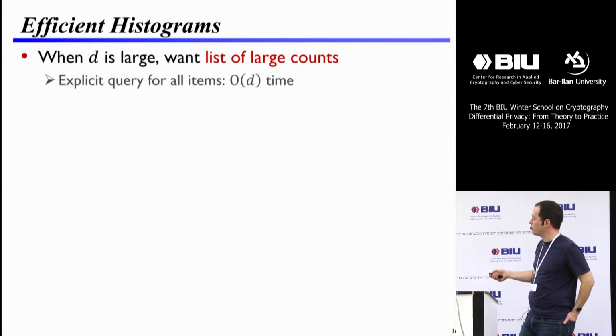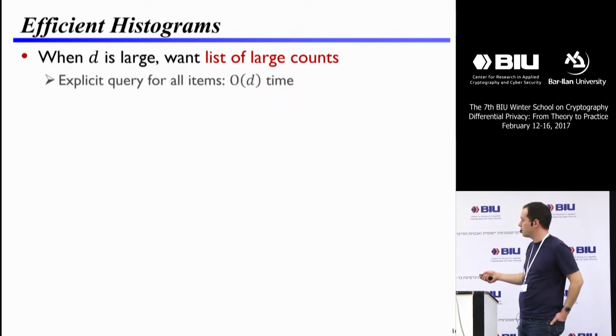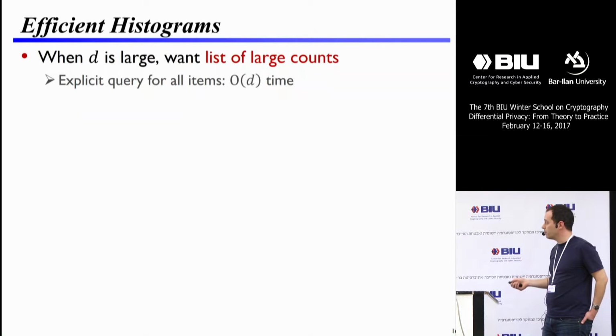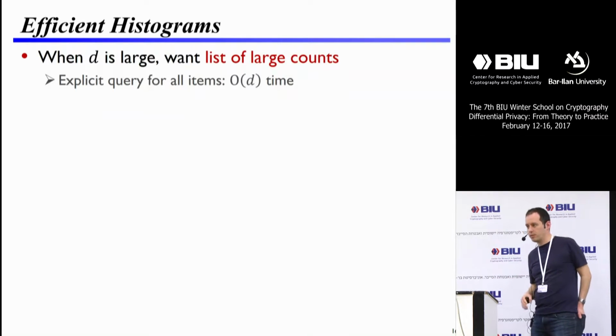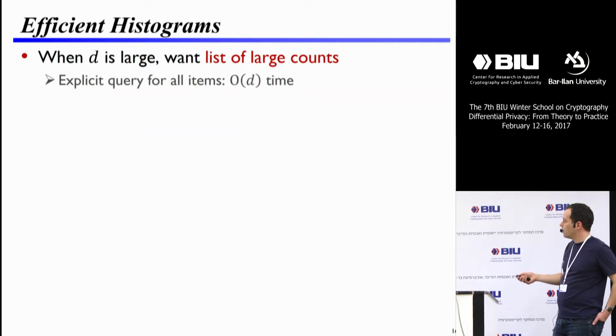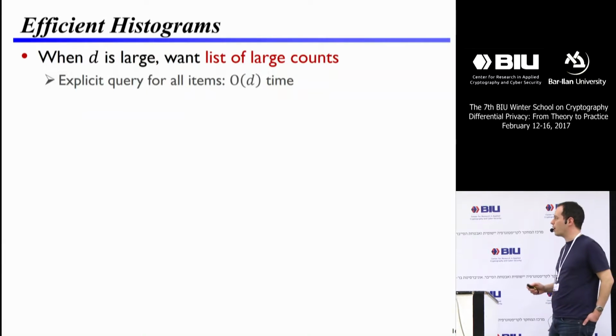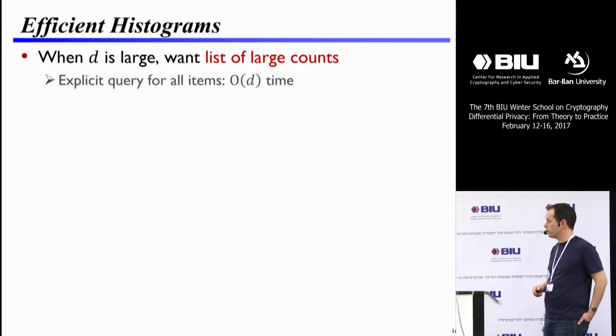An explicit querying process is going to take me order of d time, which is not necessarily practical. In practice, often D is in the tens of thousands, in which case order of D is fine. It's not a big deal. But actually, these protocols continue to work with D in the millions and even in the billions, because the error guarantees are only logarithmic in D. And there, at some point, you run into a region where it's impractical to explicitly do all these queries.